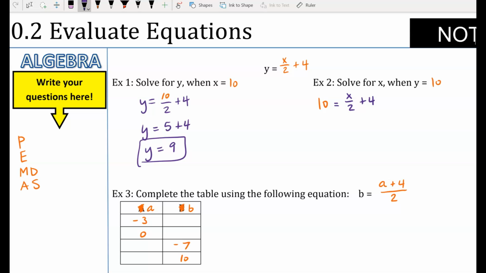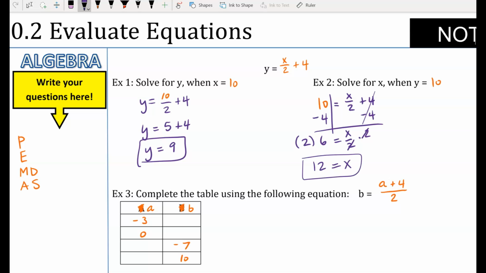This is like the problems from lesson 1. First, we need to subtract 4 from both sides. That's going to leave 6 on the left. 10 minus 4 is 6. And x divided by 2 on the right, because these 4's will cancel. Now we're going to multiply both sides by 2. 2 times 6 is 12. These 2's cancel and leave us just x. So x is equal to 12.